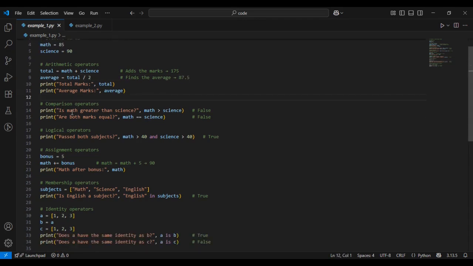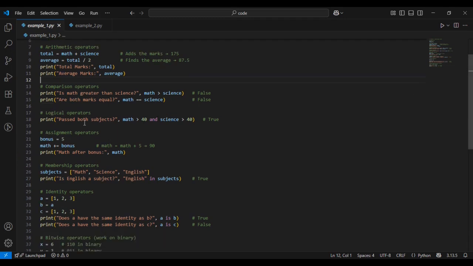And we can also use comparison. We are checking is math greater than science. So we can see here 85 greater than 90. This will give false. And if we are checking if they are both equal, which they are not, so this is also false. Logical operator: math greater than 40 and science greater than 40. So if both of these comparisons give true, then the answer will be true, and both of them are greater than 40, so this will give true. And this is to check if they passed both subjects.